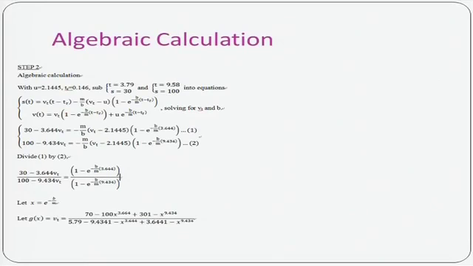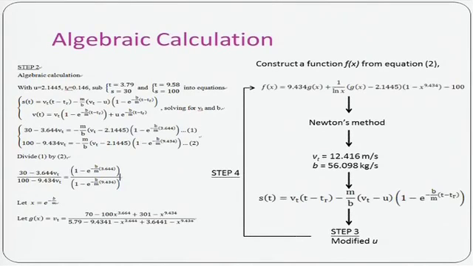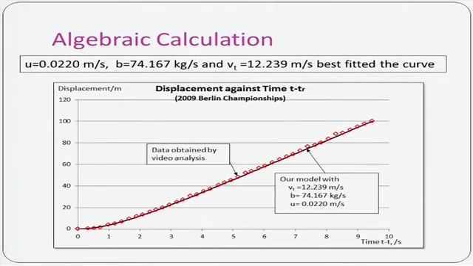The second step is the algebraic calculation, substituting the initial value u into the equation. We can construct a function like this, and using Newton's method, we can find Vt and b. Substituting them into the equation again, we have a modified value of u, and this process is repeated a few times, which led us to the following result. After inserting our parameters into the model, we find that our model correlates with the data very well.